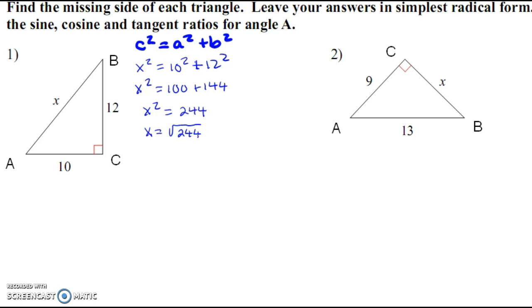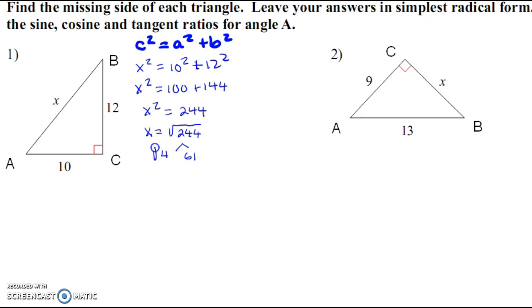Now we have to look and see if we can simplify this. My first guess is maybe there's a 16 inside of 244. Not sure if there is, so I'm just going to do 244 divided by 16 because 16 is a perfect square, and I get 15.25. So 16 doesn't go into that. This is not going to be divisible by 9, so let's try 4. 244 divided by 4, and you get 61.